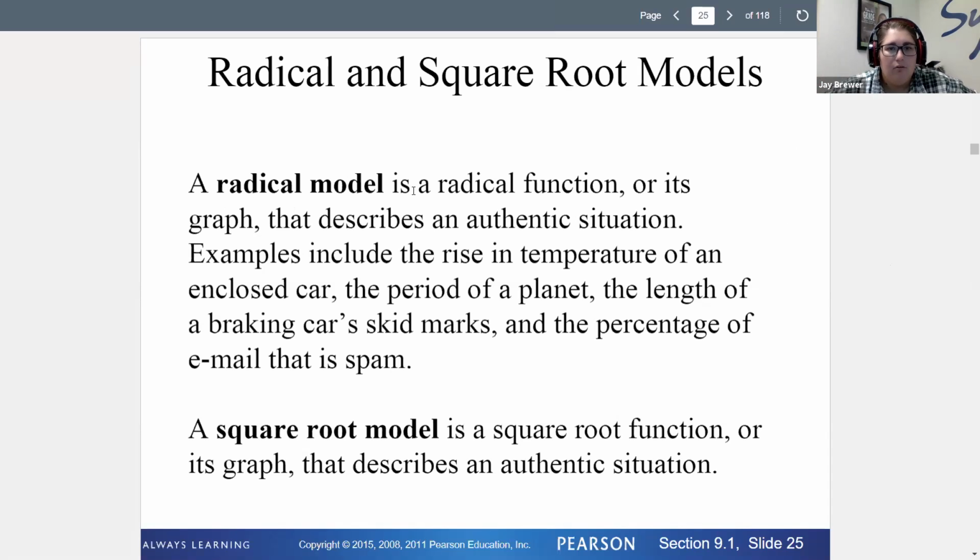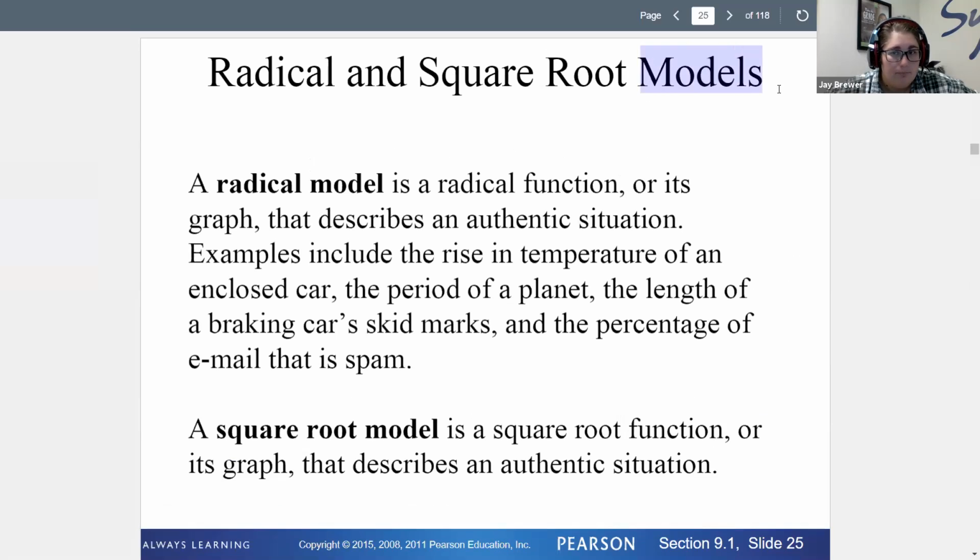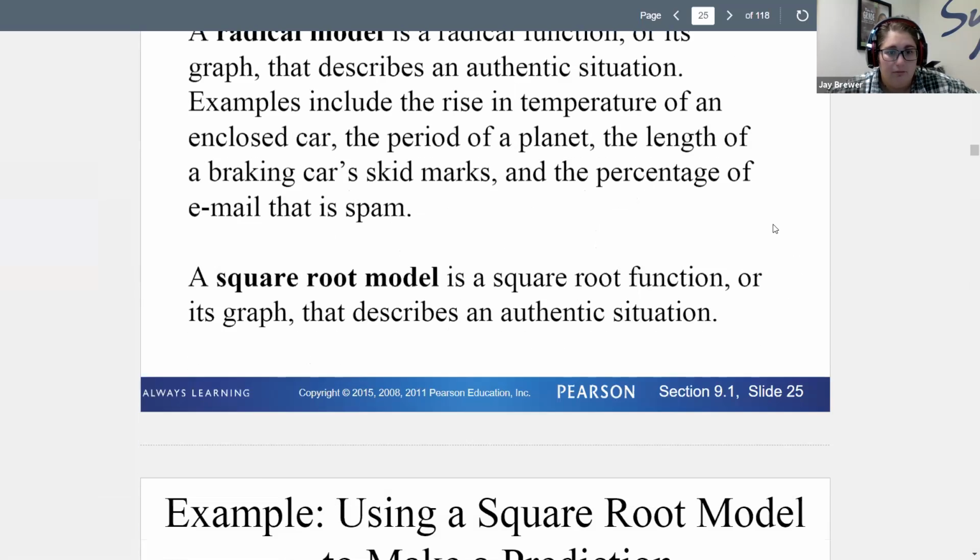All right. A radical model is a radical function or its graph that describes an authentic situation. Examples include rise in temperature of an enclosed car, hopefully not with any pets or children in it, the period of a planet, the length of a braking car's skid marks, and the percentage of an email that is spam. I don't even want to know what that percentage is. It's disgustingly high. And then a square root model is a square root function or its graph that describes an authentic situation. So basically, if you're seeing the word model, you should know that a word problem is coming up. That's basically what they're trying to tell you.